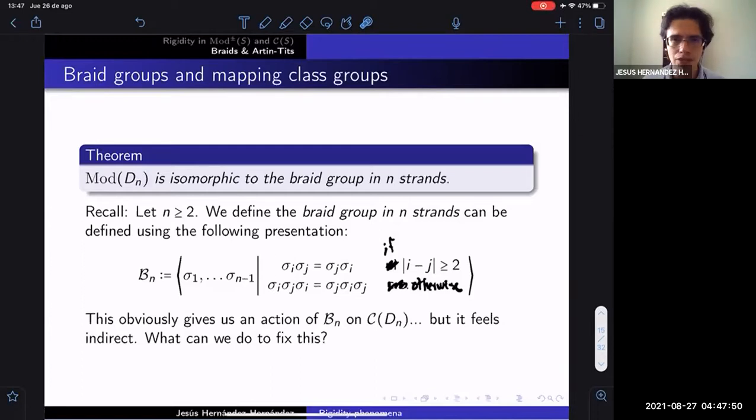However, this presentation, this action, feels uncomfortable to me because it's not really a direct action. I have to pass through the mapping class group to act on the curve graph, and the relation between the braid group and the curve graph is not as direct as I would like. So what can we do to fix this? Well, there are two options. One of them is just to find some other space where the braid group is going to act, and see what happens.